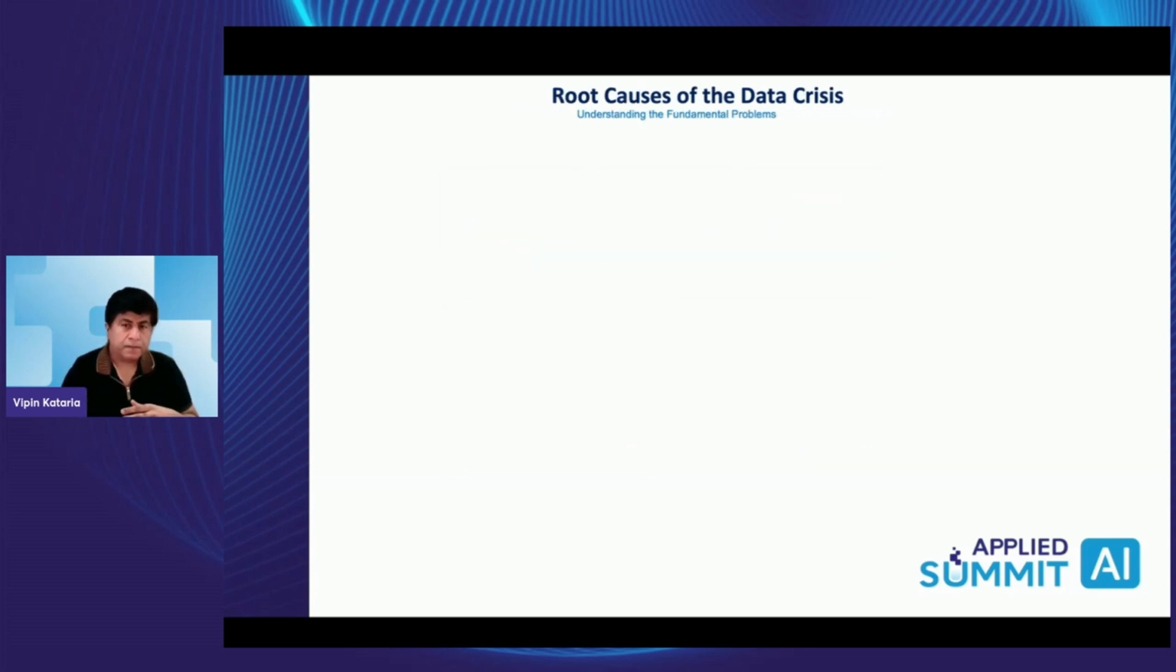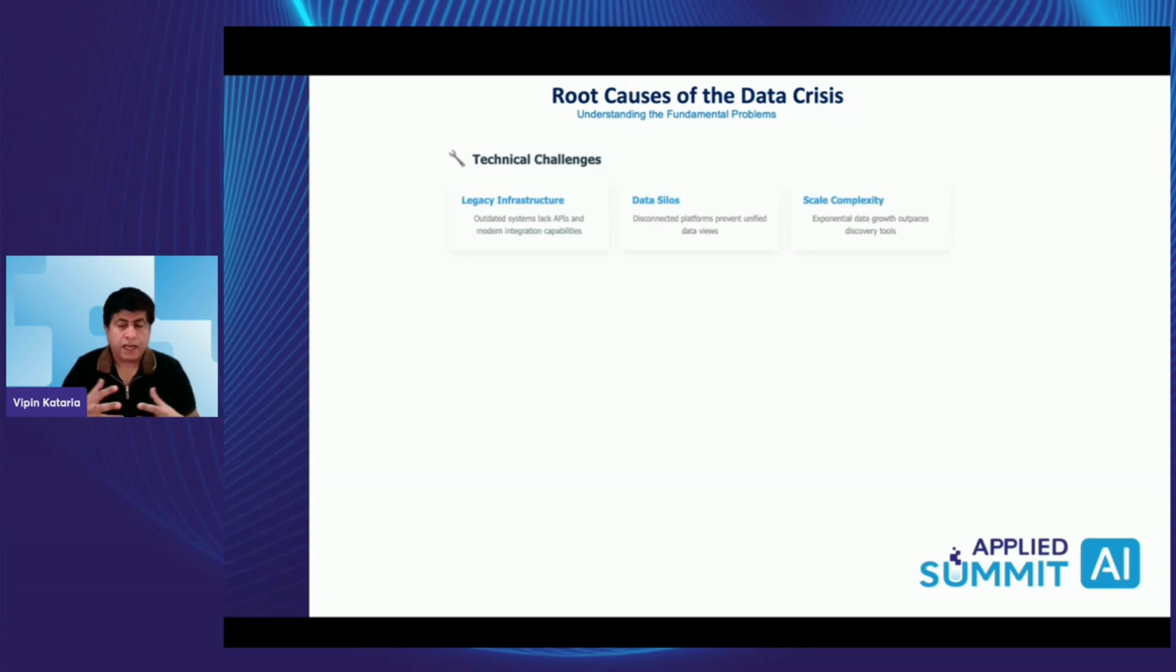Now let's look at some of the root causes of this data crisis. To start with, the first is technical challenges. We have old systems that don't talk to each other. They are living in silos. It's like your left hand not being able to talk to the right hand, and vice versa. And as data has grown exponentially over the last 2 decades, and with the landscape of AI and LLMs changing, our old tools cannot keep up at the same pace.